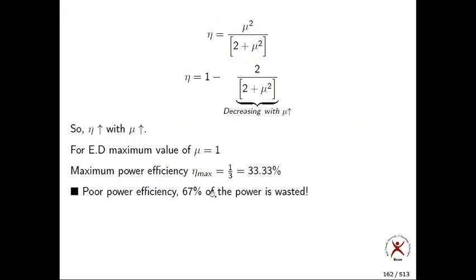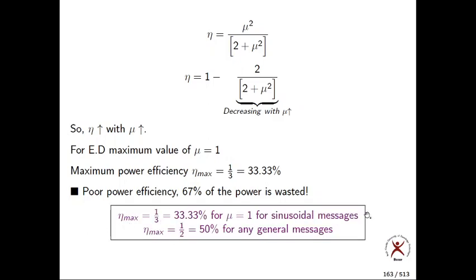So this is a very important statement to make. Power efficiency is very poor because, suppose you transmit 100 watts, only 33 watts are useful and the remaining 67 watts are wasted. Okay, you are wasting more power.